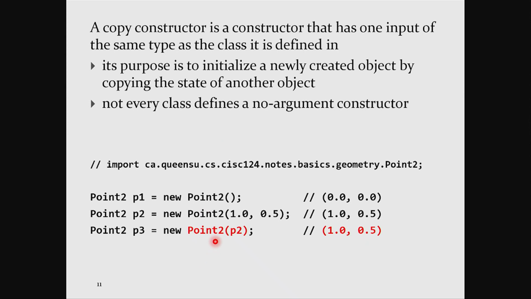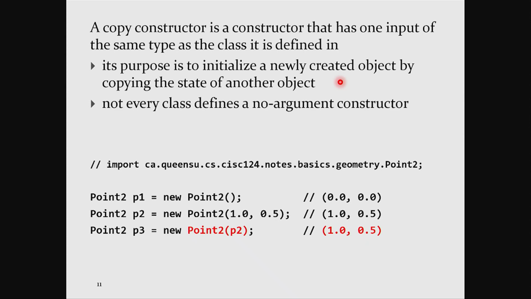The second type of interesting constructor is what's called the copy constructor. A copy constructor is a constructor that has exactly one input, and the type of that input is the same as the class that you're trying to construct. In other words, the point2 copy constructor has exactly one parameter, and the type of that parameter is another point2 object. So what does it do? It lets you copy another object, and that's why it's called a copy constructor.